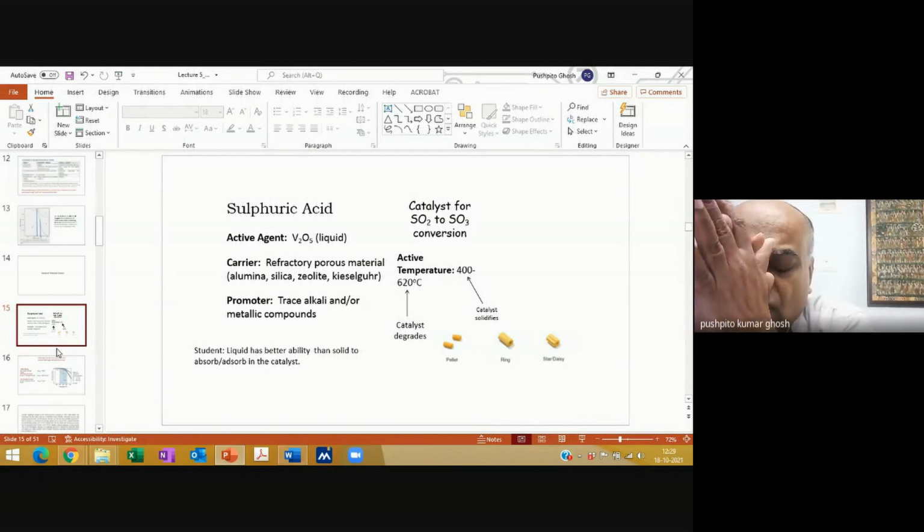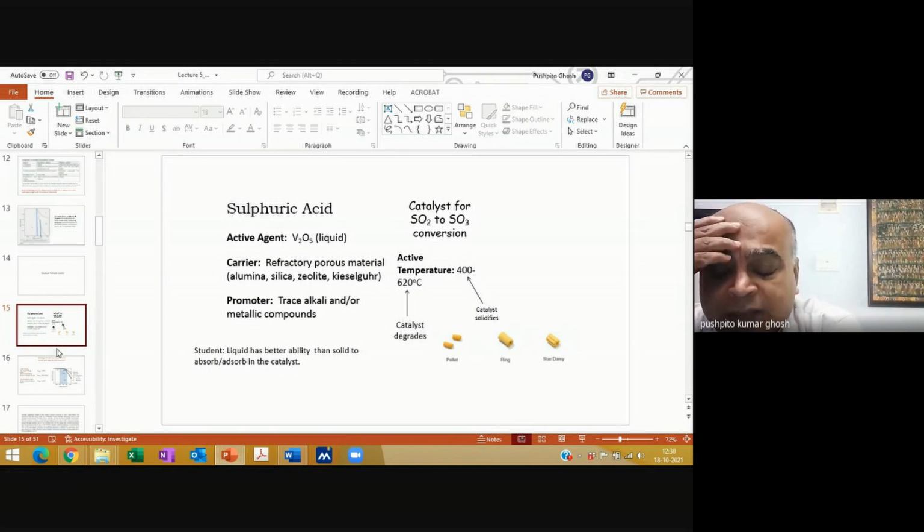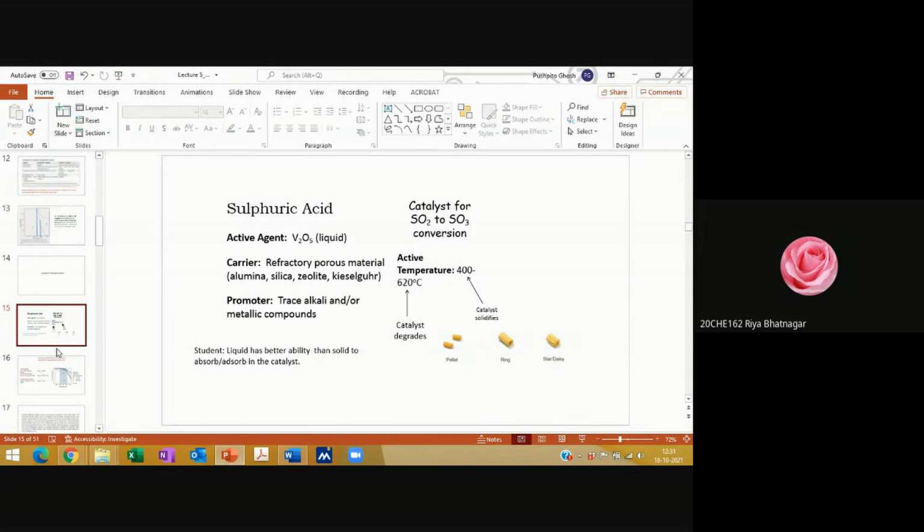Okay. So what should we do? How should we carry out the reaction? Or what would you like to do to carry out the reaction? Would you like to carry it out isothermally? And if so, at what temperature? Or would you like to carry it out adiabatically? So maybe adiabatic, the temperature should be such that, since it's an exothermic reaction, heat would be released. So the temperature should be adjusted such that it does not exceed 620 degrees, at which the catalyst degrades.